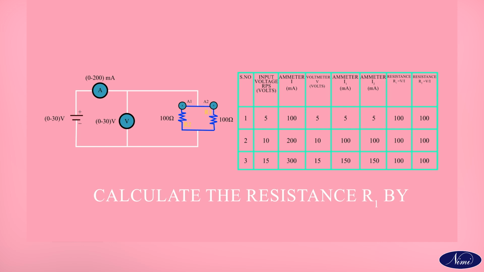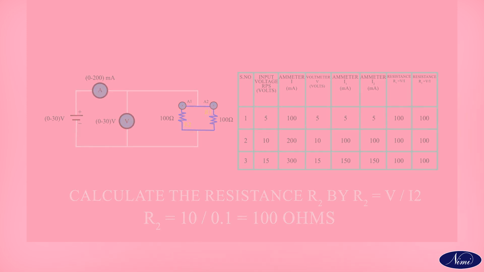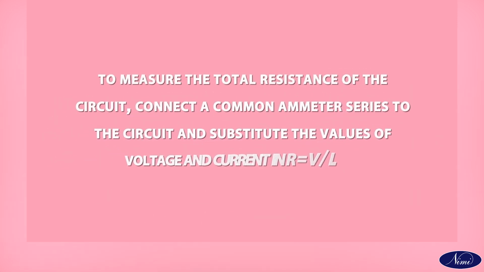Calculate the resistance R1 by R1 is equal to V upon I1. R1 is equal to 10 upon 0.1 equal to 100 ohms. Calculate the resistance R2 by R2 equal to V upon I2. R2 is equal to 10 upon 0.1 equal to 100 ohms. To measure the total resistance of the circuit, connect a common ammeter in series to the circuit and substitute the values of voltage and current in R equal to V upon I.